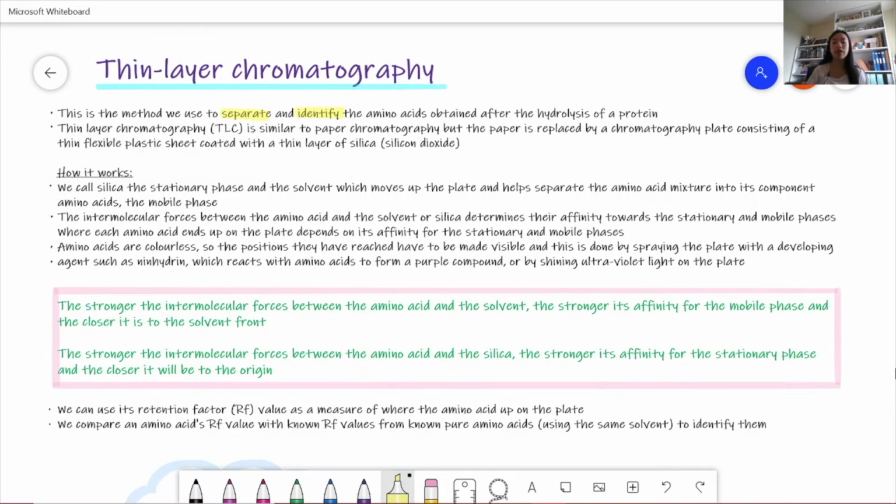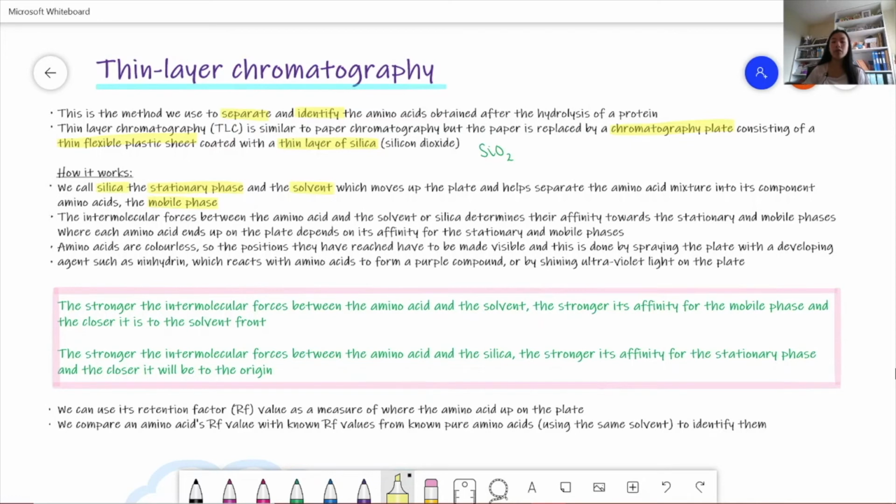And thin layer chromatography, or TLC, is very similar to paper chromatography, but instead of using paper, we're using a chromatography plate, which consists of a thin, flexible plastic sheet. And we coat it with a thin layer of silica, which is silicon dioxide, so it has the formula SiO2, and that's a solid. And so how it works is that we call silica the stationary phase, and the solvent, which moves up the plate and helps separate this amino acid mixture, is called the mobile phase.